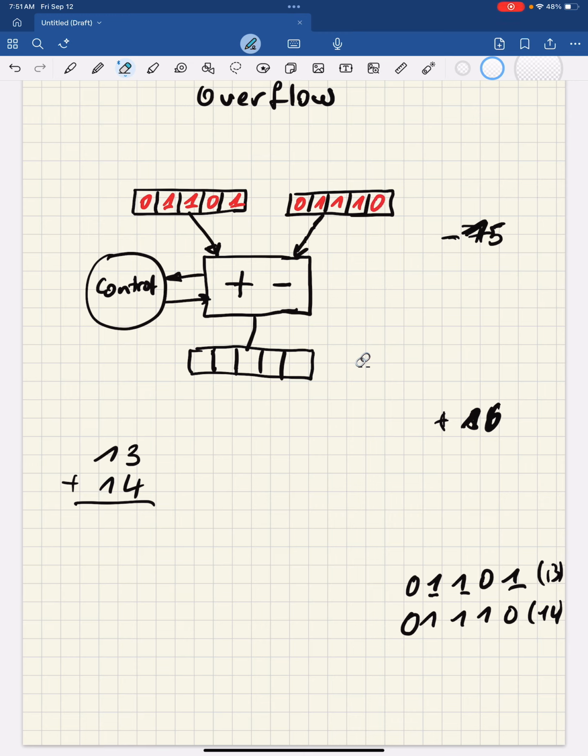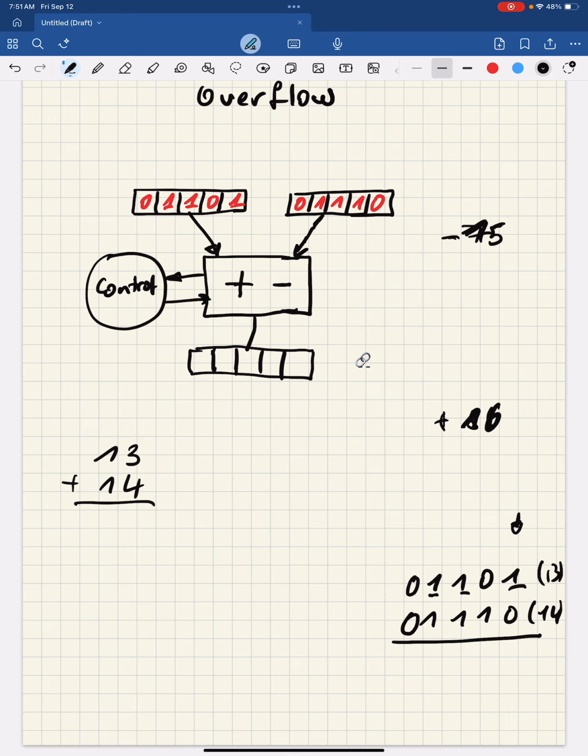Now, we will do the addition of the two and then see what the result will be. So we'll take the two values here, do the addition, and see what the result here will be. So let's go. Now, the addition of those two numbers, we've seen in class how to do it. We always start with the rightmost position, meaning this one.